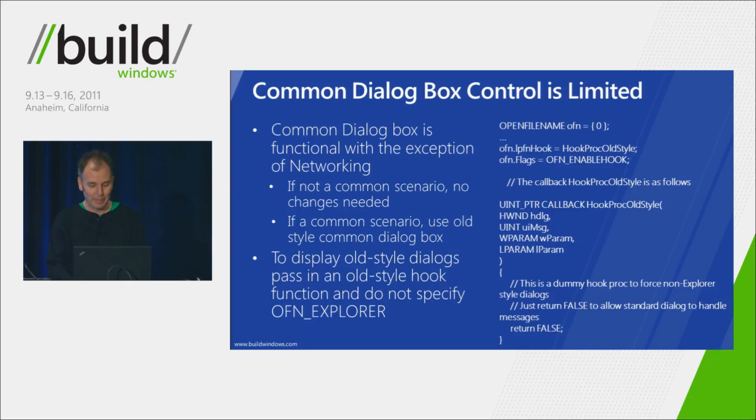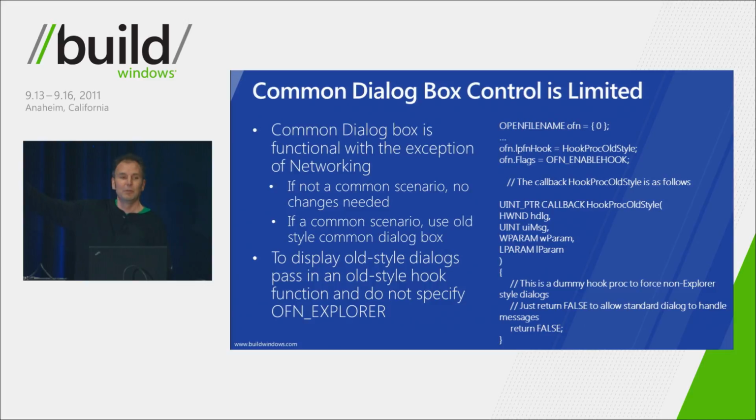One thing you can do is pass in an old style hook and tell it not to use OFN_EXPLORER, and what you'll get is an old style dialog box. It's actually the Windows 95 common dialog box for open and save as, and that works fine. If you've already mapped a network drive, with net use or whatever, or use a UNC path, that will work. So it is still possible to save and retrieve things from the network.